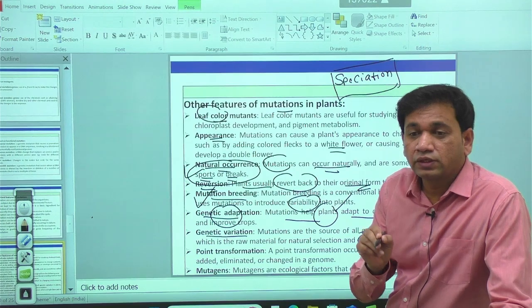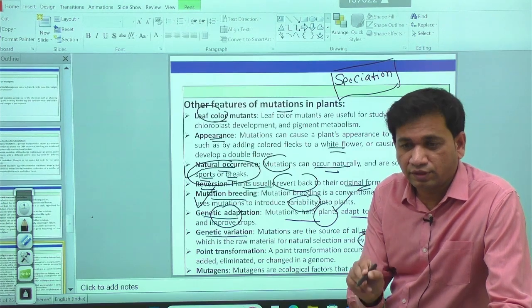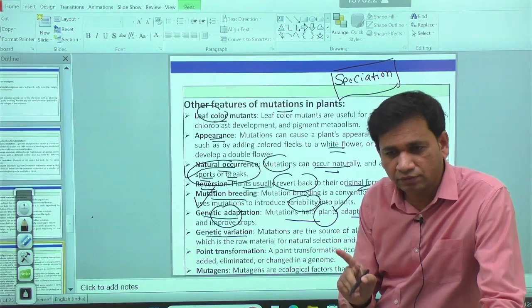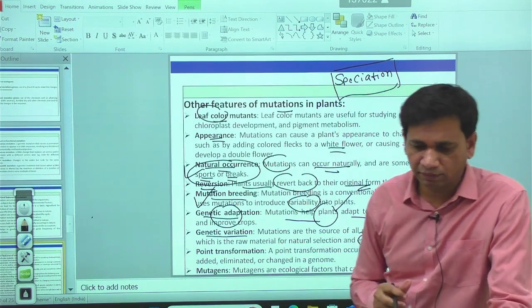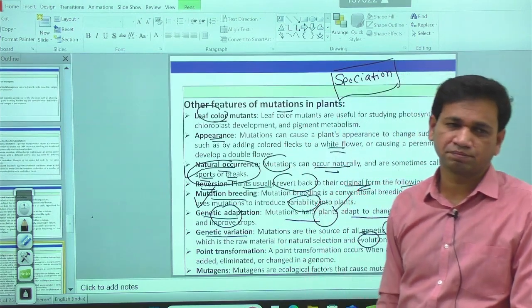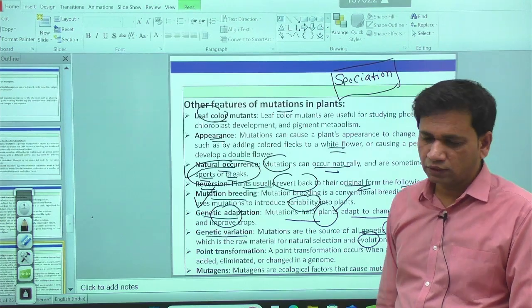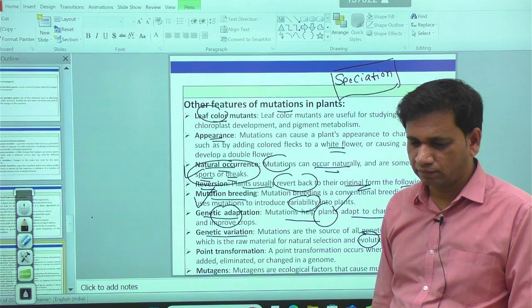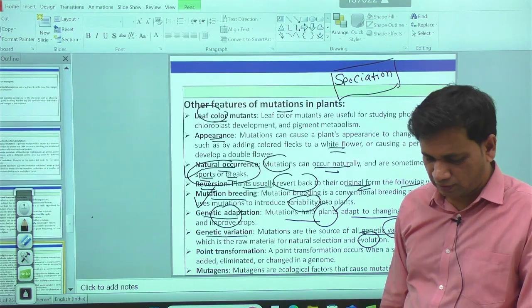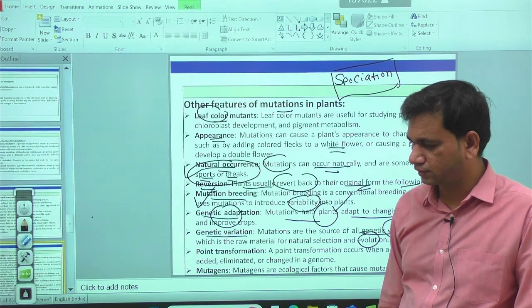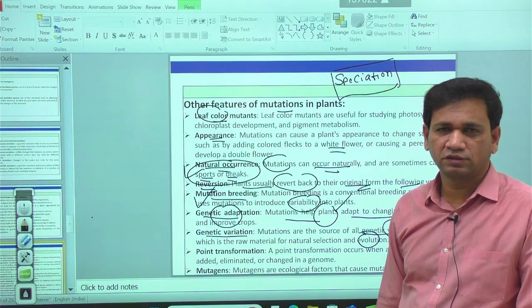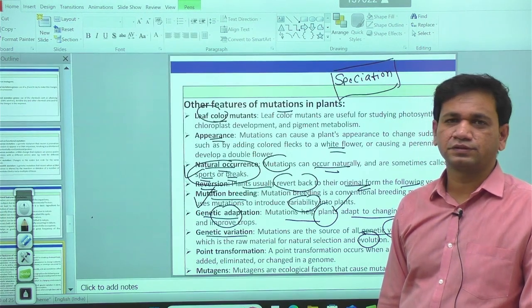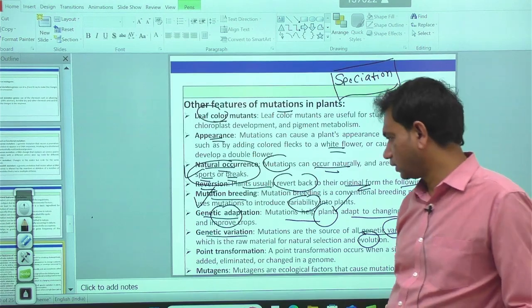Development of the new species is called speciation. In order to support speciation, mutation is very important. Please write down: speciation means the evolution of the newer species. In ecology we have this terminology called speciation. It means evolution of the newer species in the ecosystem.